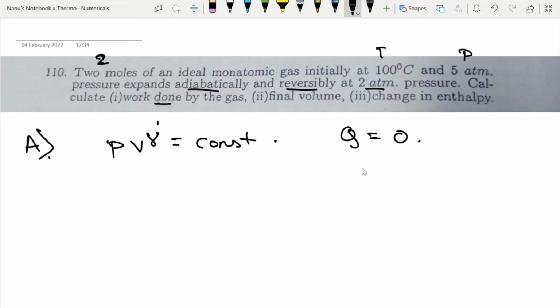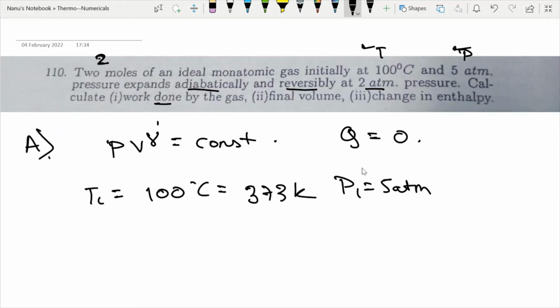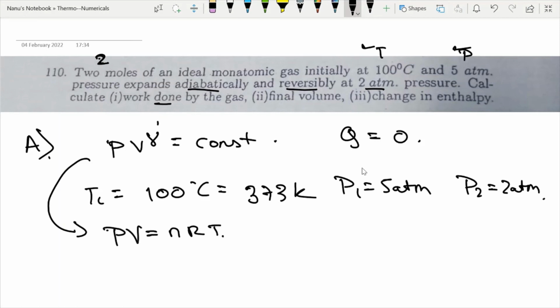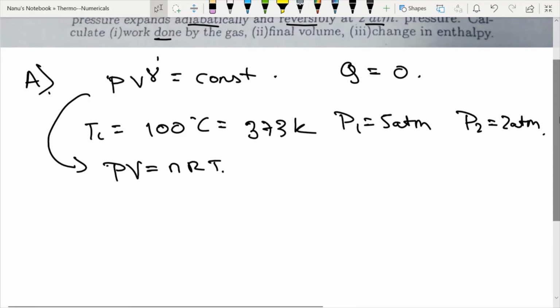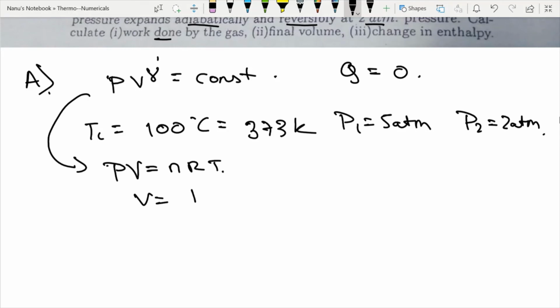So what we can do, temperature and pressure is given, the P1 and P2 are given. So T1, if we say is 100 degrees Celsius, which is 273 plus 100, is 373 Kelvin. P1 is 5 atmosphere, P2 is 2 atmosphere. We need to convert this PV gamma to T and P form, and I told you in the last video how to do this, simply by the PV equals nRT method. I'll do it in front of you to show you guys. It is very simple. We need T and P in the equation, right? Because T and P are given, we need to replace V. V is RT by P.